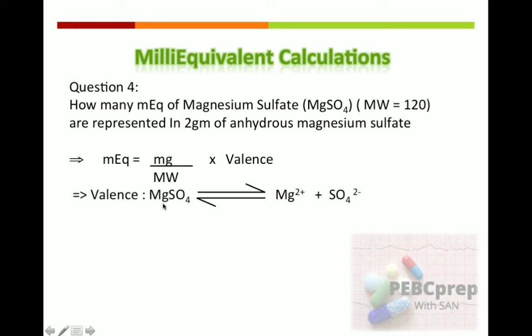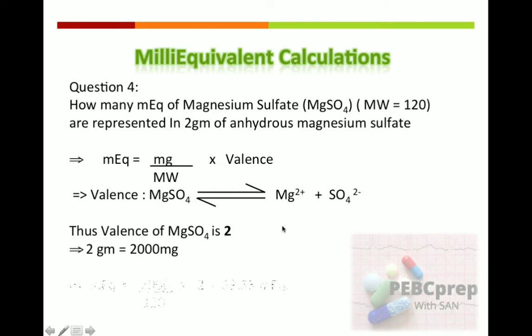Here the valence, for magnesium sulfate: magnesium has +2 and sulfate has -2. So the valence is 2. Now we know that 2 grams is equal to 2000 milligrams. So we have valency, we have milligrams, we have molecular weight. Now put everything in the formula, then we will get 33.33 milliequivalents as our answer.